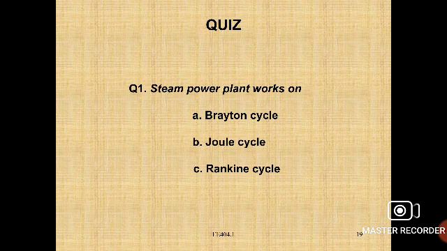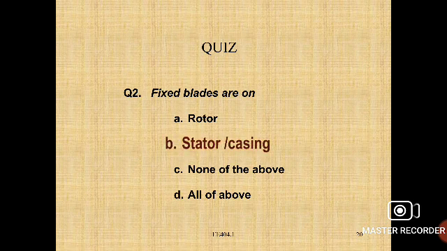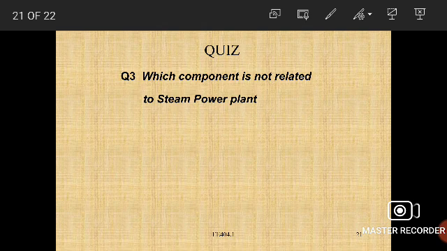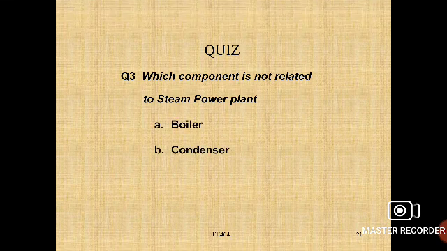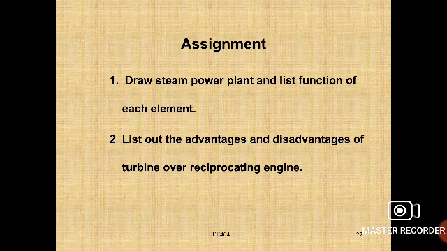Then next one, a steam power plant works on the Rankine cycle. Then fixed blades, starter or casing, right? Which component is not related to a steam power plant? A boiler, condenser, compressor. The answer is the compressor. Right, we have these types of questions, so list them out first of all.